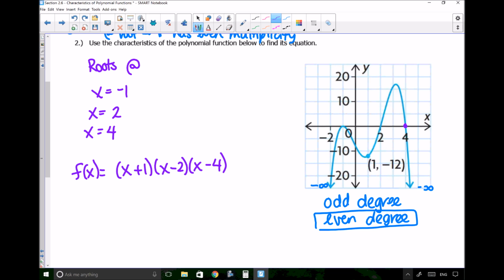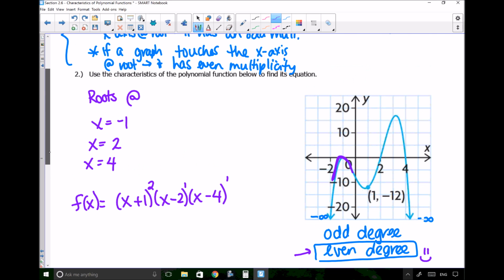Well, right here, this behaves like a linear function and it cuts through my axis. So this is going to be to the power of 1 because it's linear, right? It behaves like a linear function. And then this one right here also behaves like a linear function. Linear functions are to the power of 1. But this one right here behaves like a quadratic function. So this is going to be x plus 1 to the power of 2. Okay? Now I have 2 plus 1 plus 1, which is 4, so now I have the even degree that I am looking for, so that looks promising.